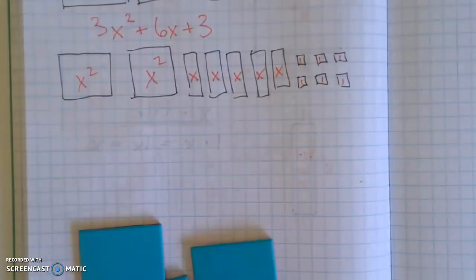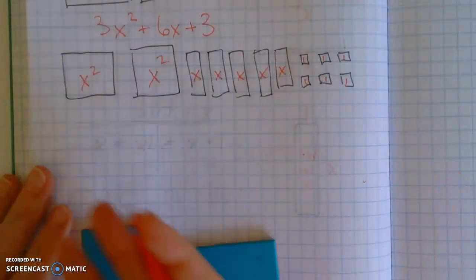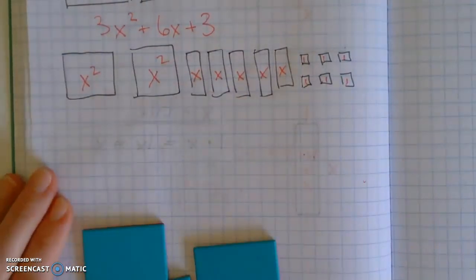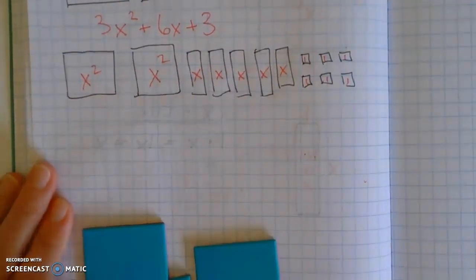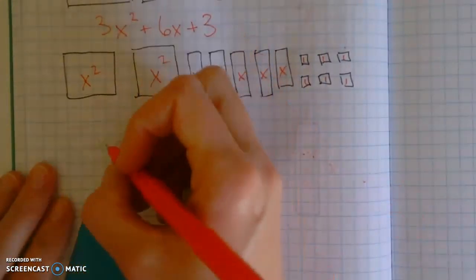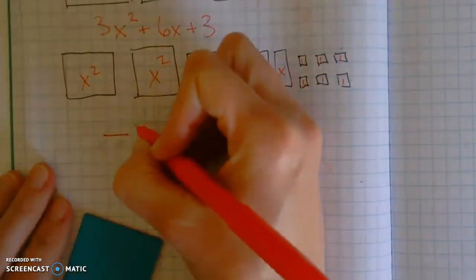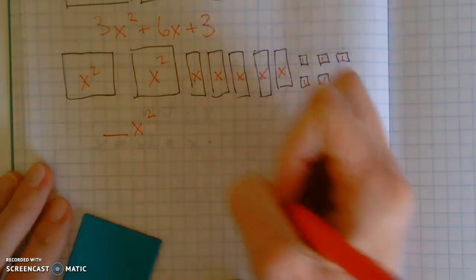And if you're doing the same one as me, then yours should look something like this. You might have them in a little different order, and that's okay. So now I'm going to count up how many x squared tiles I have, and you're going to need to do the same. So how many x squared tiles do you have?